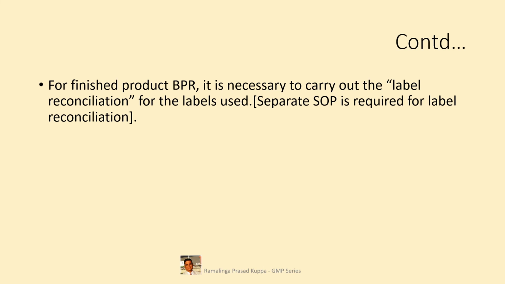For finished product BPR, it is necessary to carry out the label reconciliation for the labels used. Separate SOP is required for label reconciliation. The finished product labels are like signed off blank checks. If not reconciled, they can be misused and you will end up in more serious problems. The reconciliation is like an accounting balance sheet. The inputs and outputs should tally completely. All these aspects have to be part of the detailed label reconciliation procedure.